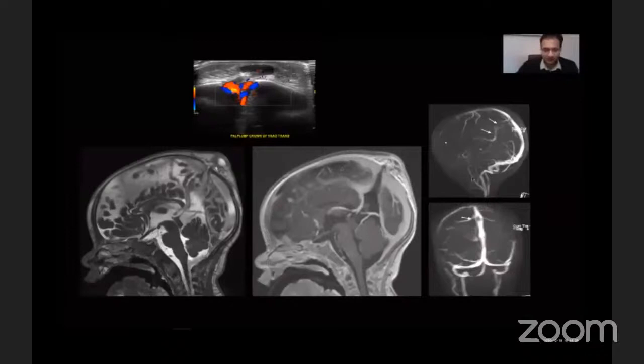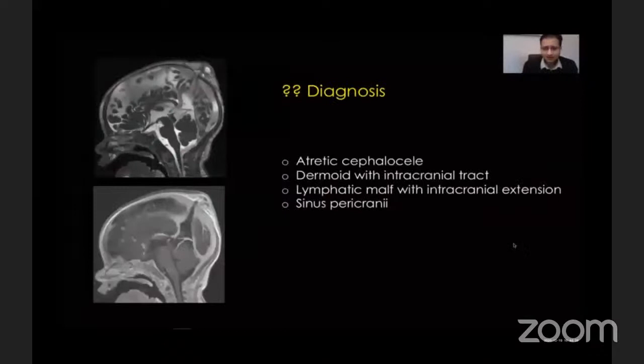Is it an atretic cephalocele? Is it a dermoid with intracranial tract? Is it a lymphatic malformation with intracranial extension, or is it sinus pericranii? So this is a case of atretic cephalocele.